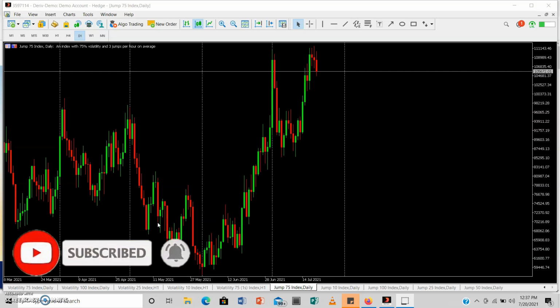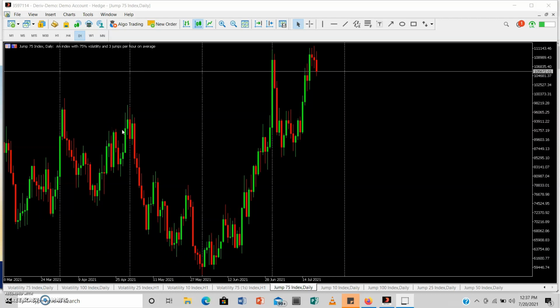Now, before I jump into the analysis, I just wanted to give you a quick description of what these indices are and how they operate. Right now we're looking at Jump 75, and on top here you actually see a description of what it is. You find the description on each of these indices and you get a clear picture of how they operate. Jump 75 index on a daily time frame is an index with 75% volatility and 3 jumps per hour on average.